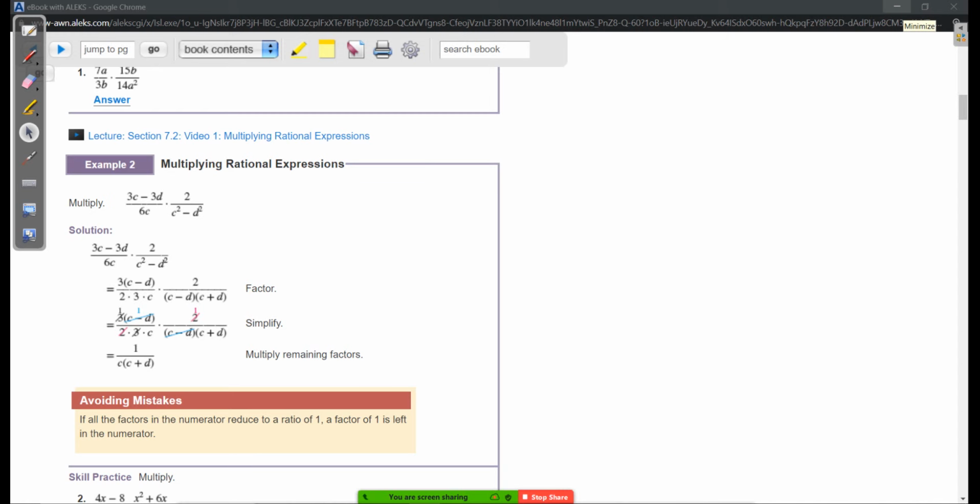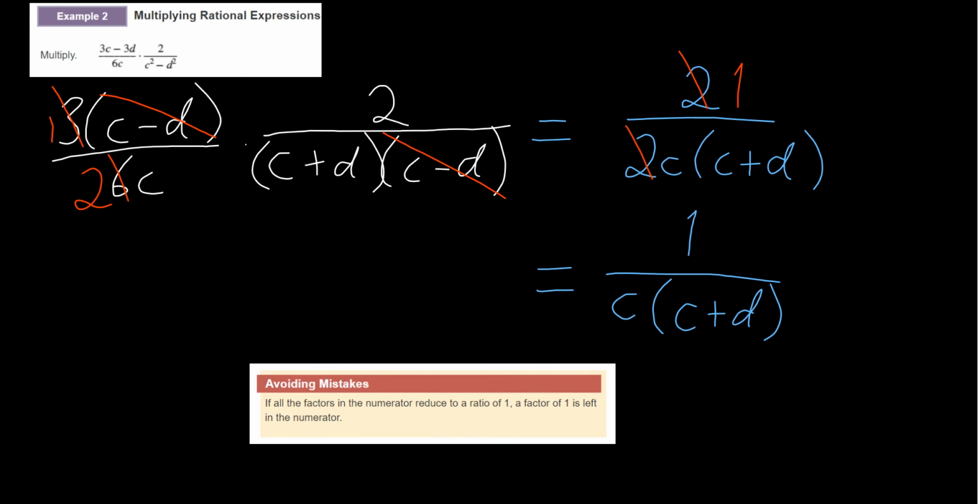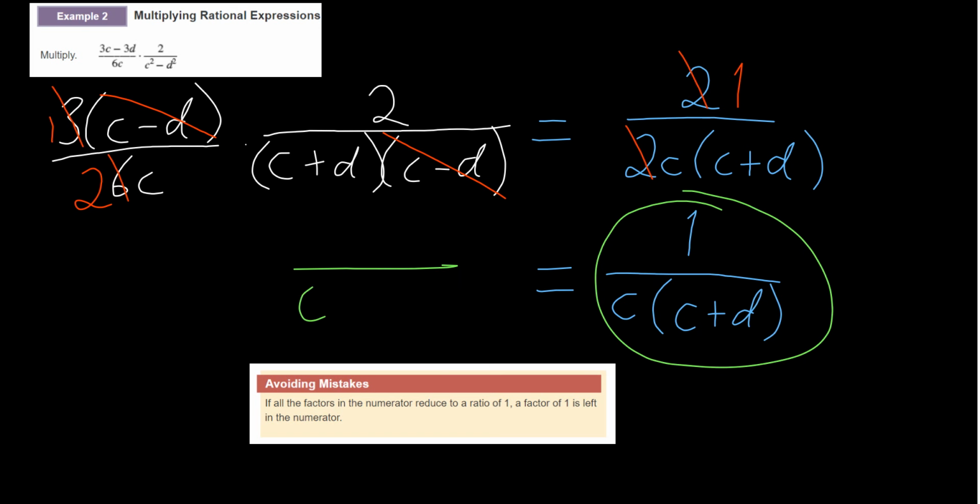Avoiding mistakes: if all the factors in the numerator reduce to a ratio of 1, a factor of 1. Okay, yeah, that's a good one. We're going to snip that and put it on the current page. Just like that. Basically what this avoiding mistakes is saying is essentially what we did right here. It says if all the factors in the numerator reduce to a ratio of 1, a factor of 1 is left in the numerator. So what happens is we canceled the 2s here. There's still a 1 there. It's an implied 1, but in this particular case we have to write the 1 because otherwise this fraction would look silly, with nothing over, right? So yeah, we have to put that 1 there.